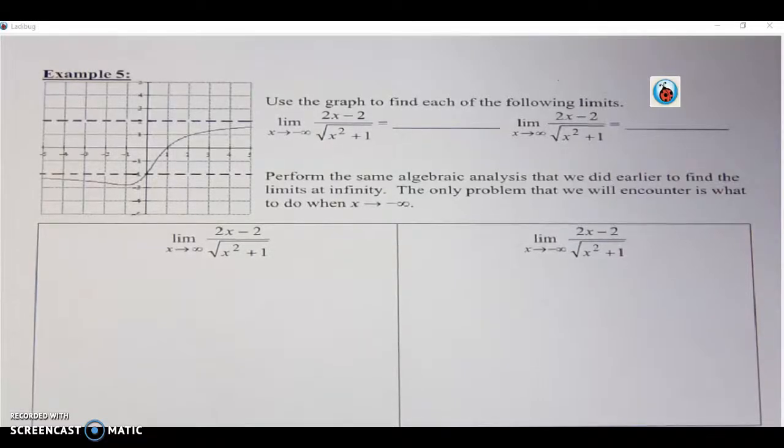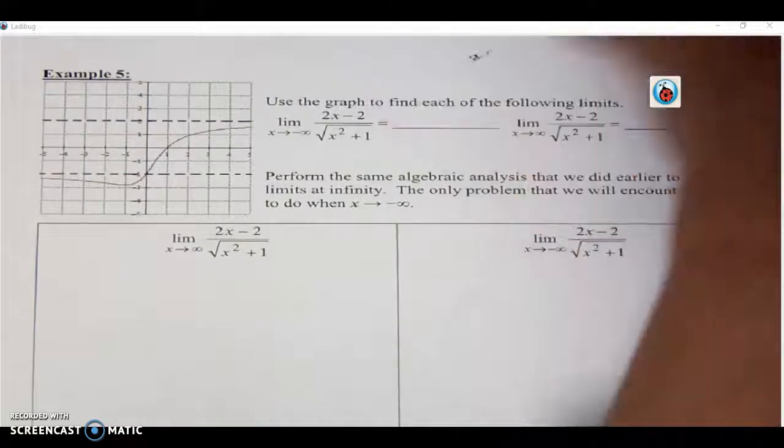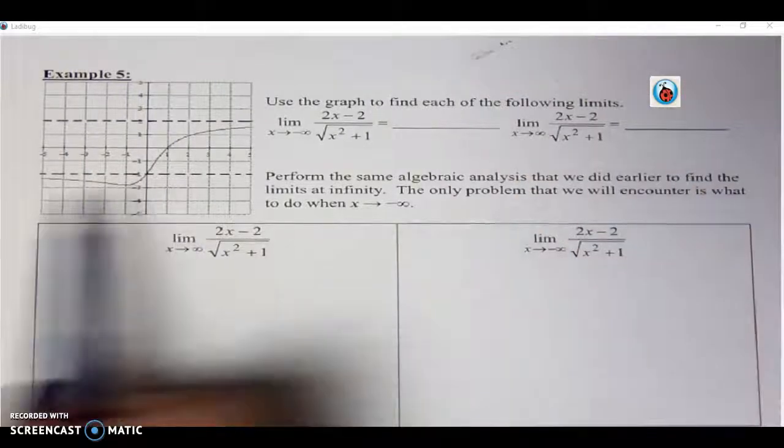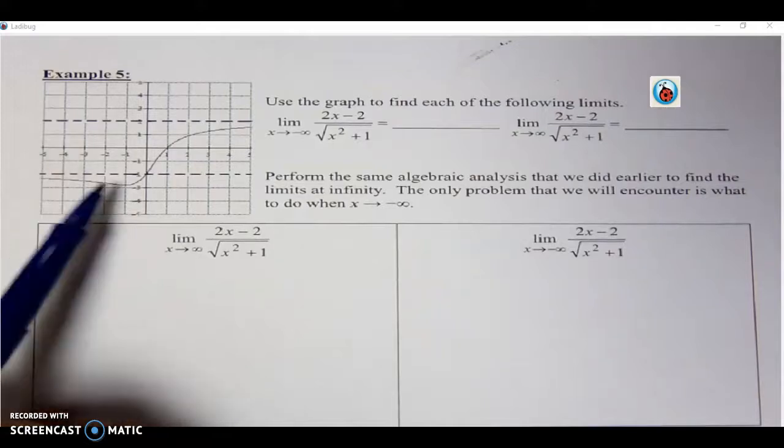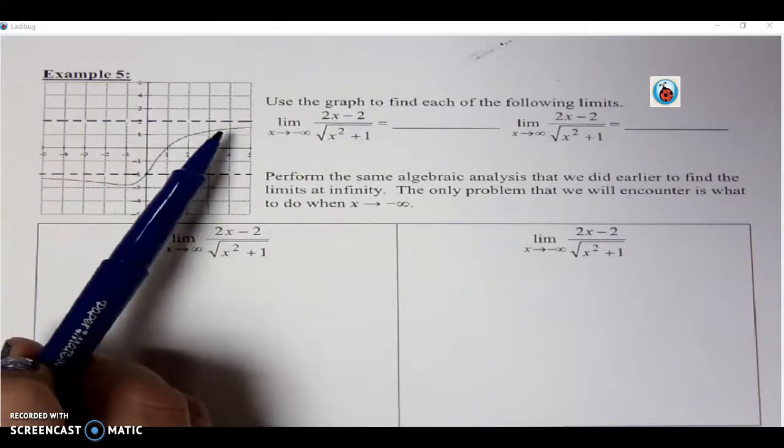Alright, for this last section, we're still looking at our limits, infinite limits, limits at infinity. But this time we're going to have square roots in our rational functions. So when you have square roots in your rational functions, it's going to have shapes like this. So they're actually going to have two horizontal asymptotes.